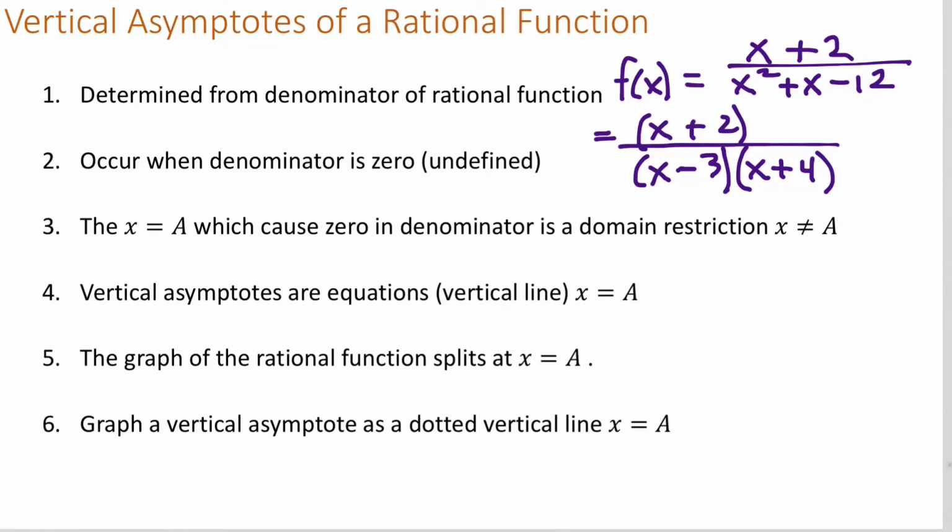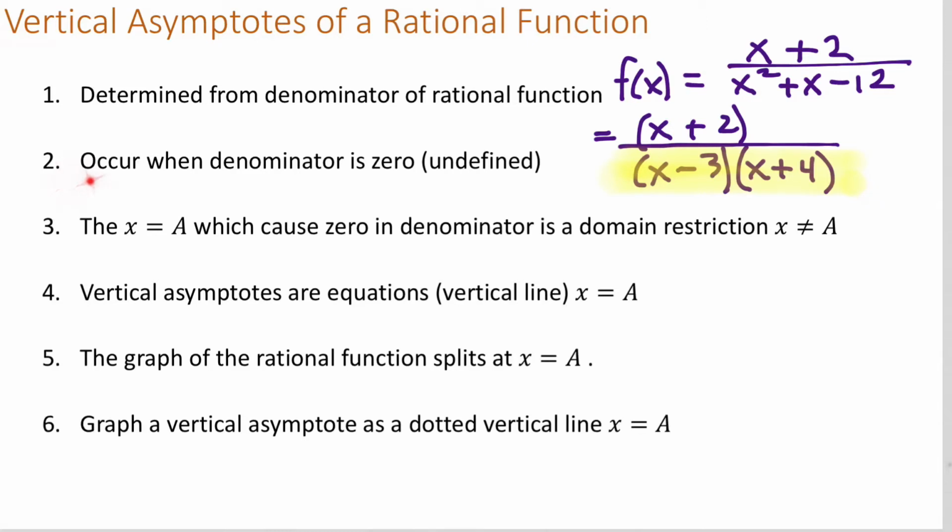First, let's talk about vertical asymptotes. So looking at this example over here, f of x is this rational function. Here's your numerator and here's your denominator. The first thing you want to do is factor any polynomial that can be factored. X plus 2 is fine, but you can factor x squared plus x minus 12 into x minus 3 times x plus 4. So our factoring skills come into play quite a bit when we're dealing with rational functions.